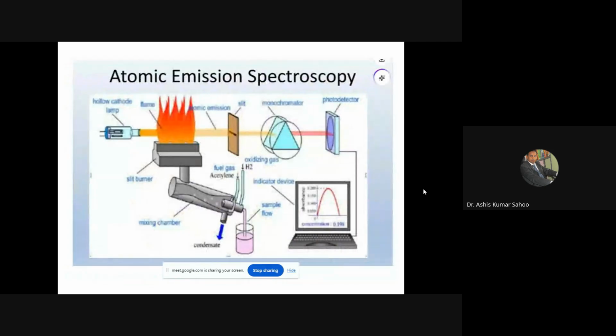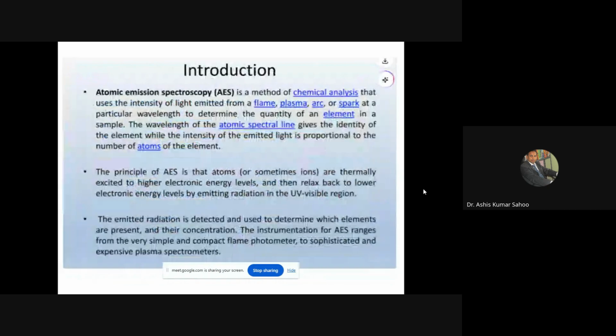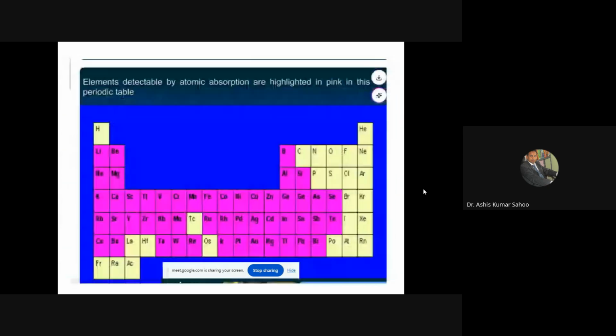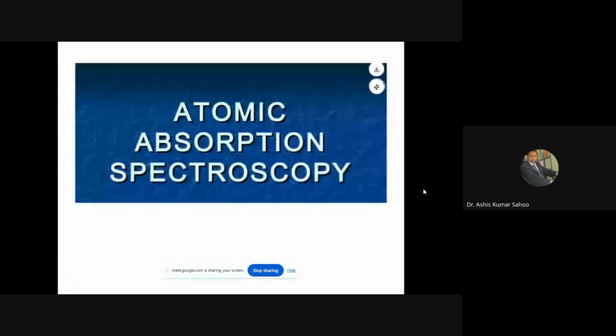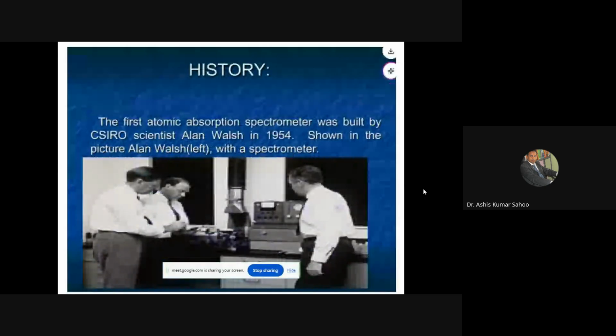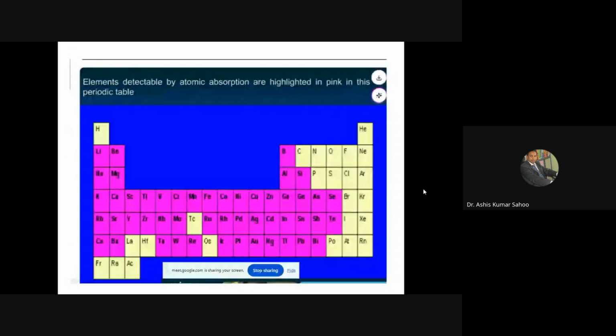We have just talked about atomic absorption. Now we talk about atomic emission. Atomic absorption is a very common technique to detect metals. So you can recap this. This is the history of atomic absorption spectroscopy, and these are the elements detectable by atomic absorption spectroscopy.